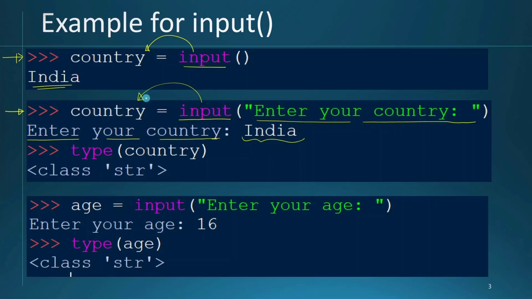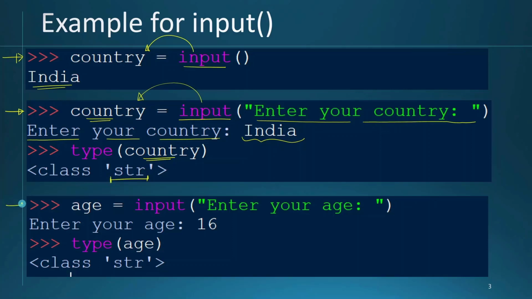We have already seen in the previous slide, everything that is read by the input function will be converted to a string and loaded into the variable on the left side. So now you can see if you check the type of the variable country, it is coming as a string.